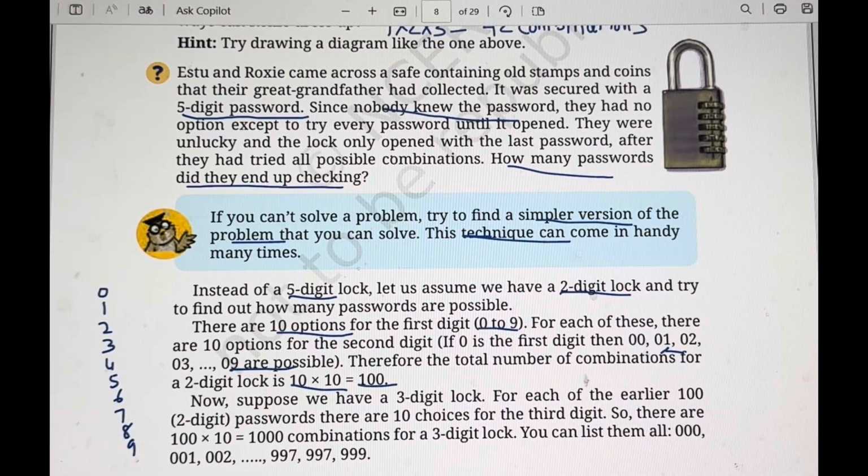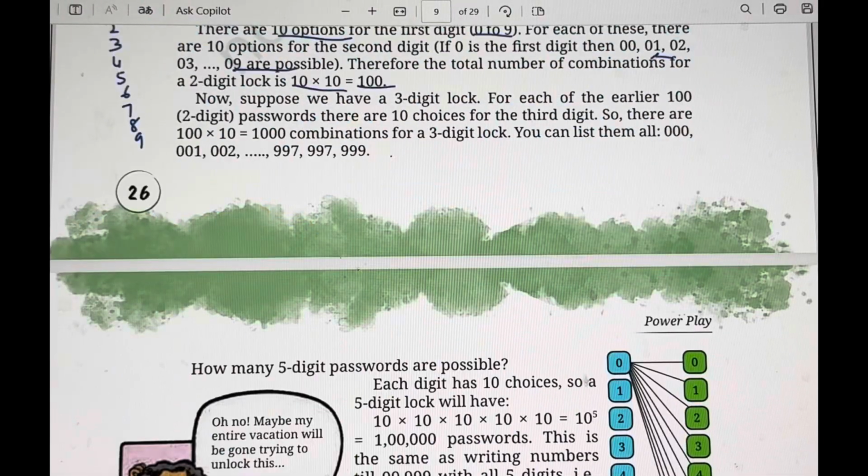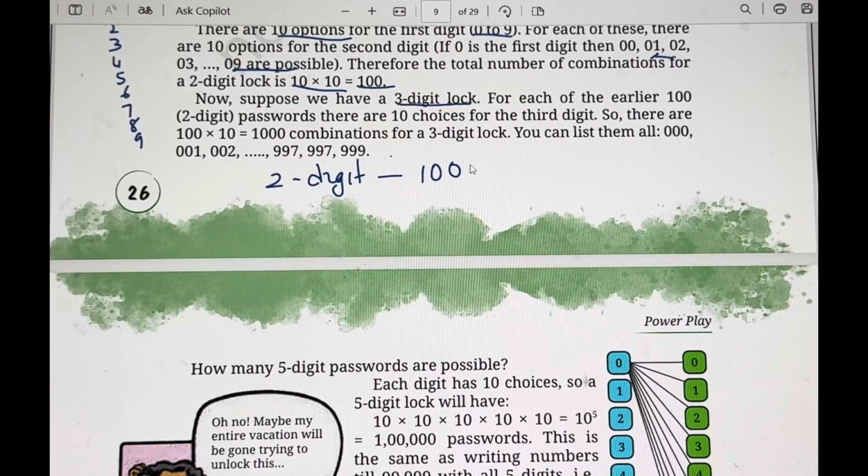Now, once you understand with 2 digits, we can go ahead with other number of digits. Suppose it's a 3-digit lock, right? Now for each of the earlier 100 2-digit passwords, there were 10 choices for the third digit. So now you have already 100 we have established for a 2-digit lock. So for the third digit, for each it would be 10 more possibilities, right?